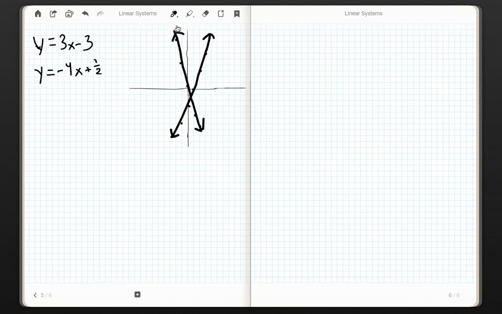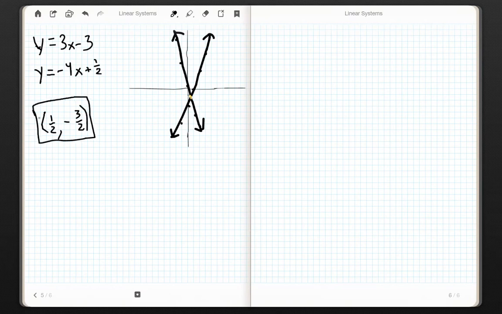Now, it's kind of hard to see it here, and you could figure out exactly if you were very careful, but this exact point right there, you can kind of estimate, but the exact solution is (1/2, -3/2).